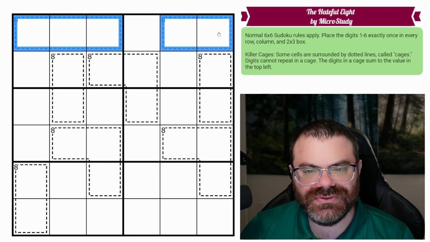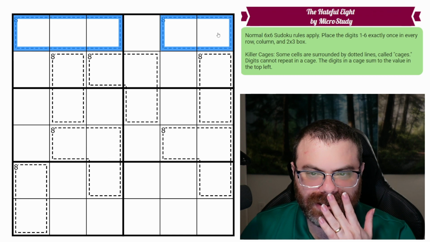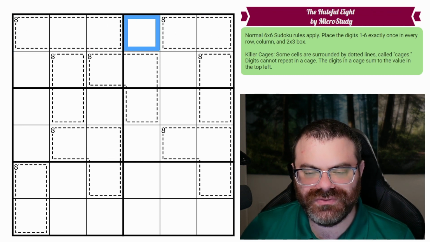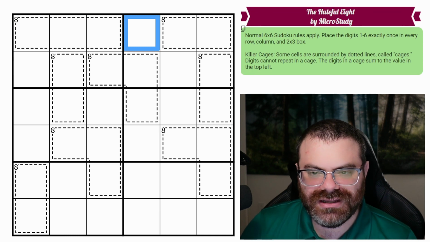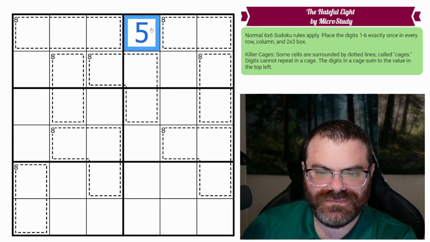But we know that these 5 cells add to 16 because these 3 add to 8 and these 2 add to 8. So if these add to 16 and the total of the row is 21, we can figure out this one. We call it an outie. The outie is going to be 21 minus 16, which is a 5. So we can get our first digit.